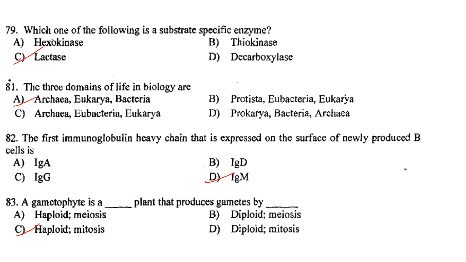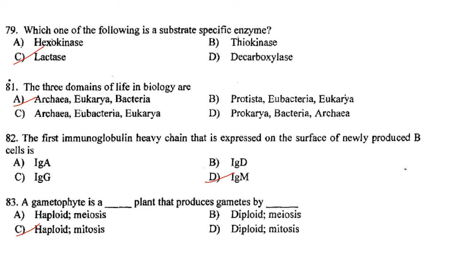Which one of the following is a substrate specific enzyme? So it is lactase that is substrate specific. The three domains of life in biology are archaea, eukarya and bacteria. Answer is option A. The first immunoglobulin heavy chain that is expressed on the surface of newly produced B cell is. So newly produced B cell, it will be the IgM immunoglobulin heavy chain. So answer is option D.